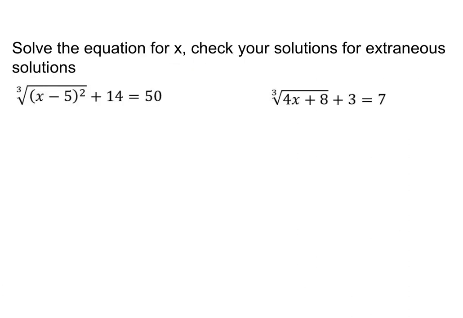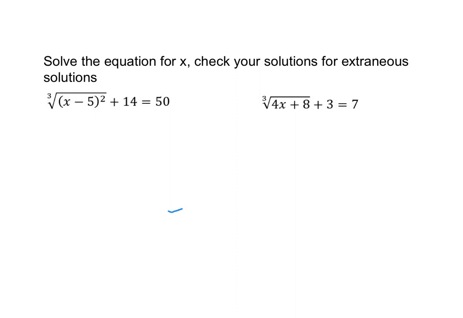So the main objective of this video is to make sure that we can solve radical equations and functions and check for extraneous solutions. Our goal is going to be to isolate the radicals first by getting rid of the 14. So I'm just going to do minus 14 on both sides. This leaves me with the cube root of x minus 5 raised to the second power, and then 50 minus 14 is 36.